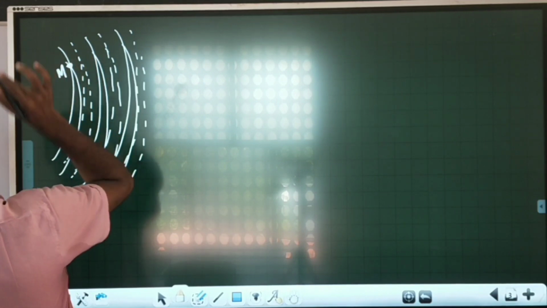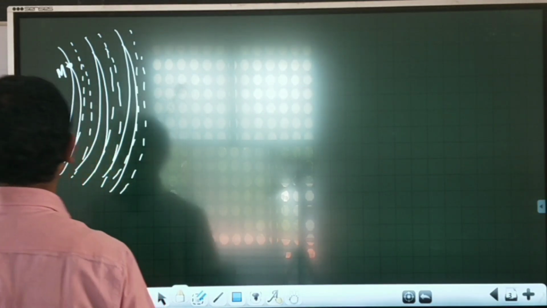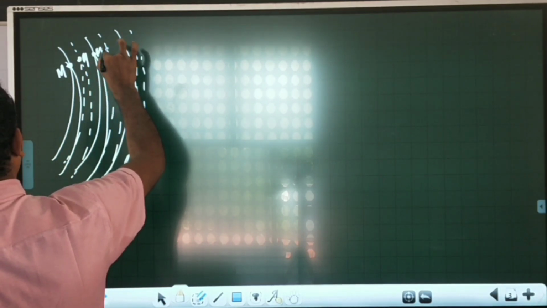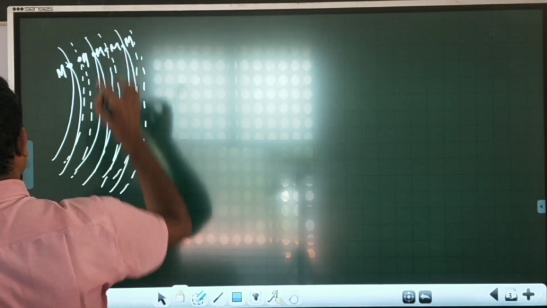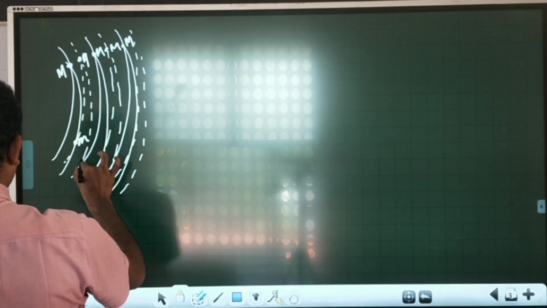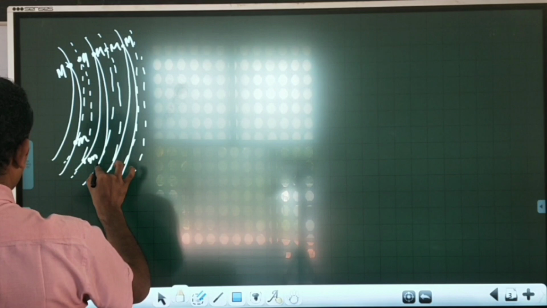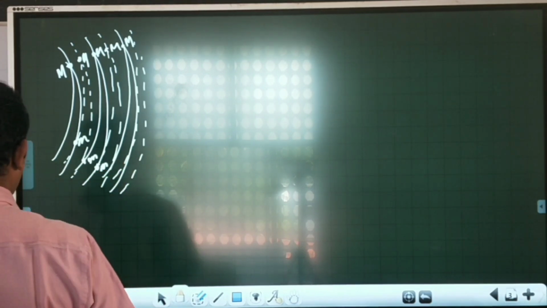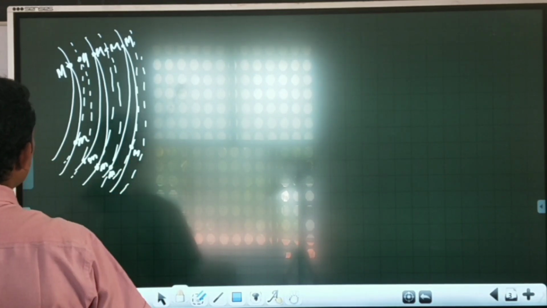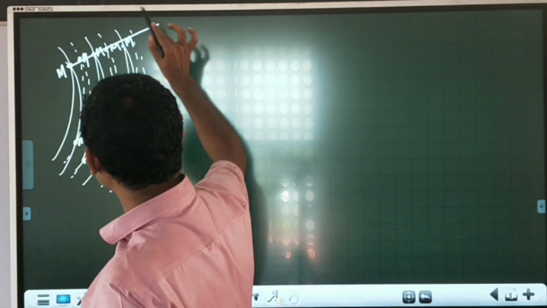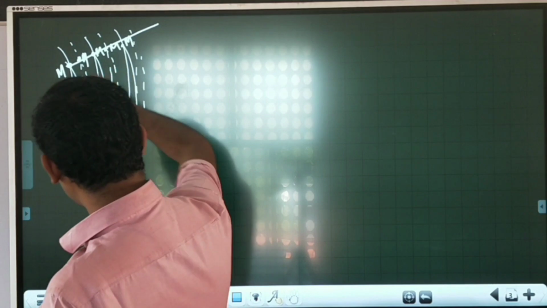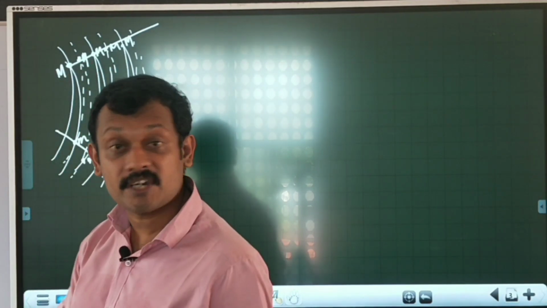This is maximum. This is maximum, maximum, maximum. Then minimum, minimum. Maybe there are irregularities in my drawing, but they should come like minimum. Again, minimum. So you can see here, you are getting a set of maxima like this and a set of minima like this. So this is what I can say regarding constructive interference and destructive interference.